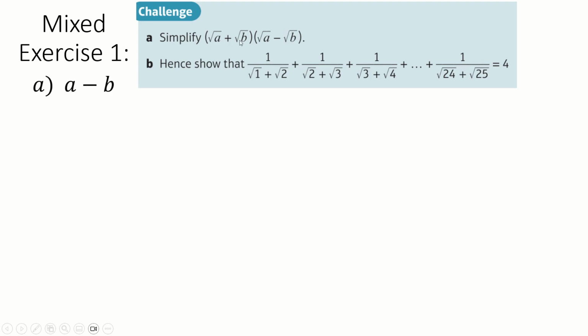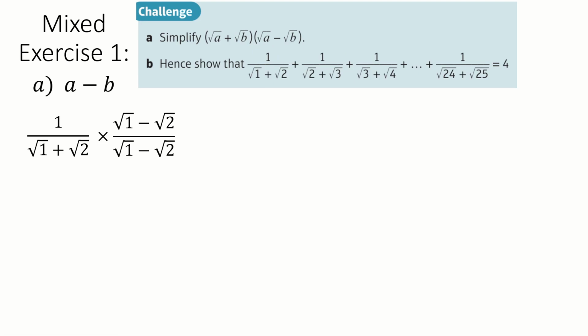And what that is trying to help you with is that if you take each one of these terms, like we'll start with the first one, and you rationalize it by timesing it by root 1 minus root 2 over root 1 minus root 2. You've just worked out that these two things on the bottom here multiply to make a minus b, which is 1 minus 2, which is minus 1. And of course, 1 times this is just this. But of course, when you divide by minus 1, you can just swap the sign. So this is root 2 minus root 1.